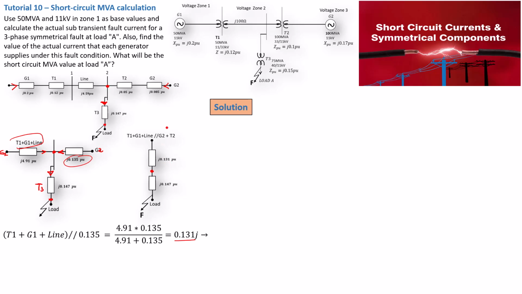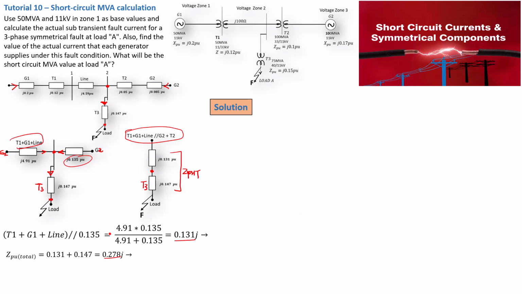This will then give us a new reduced network drawing in per unit impedance, with this whole combination giving 0.131 per unit, and we still have our T3 here, which is 0.147. You can see that this and this are now basically a simple series circuit. So Z per unit total is the equivalent of these two combined: 0.131 plus 0.147, which gives us a value of j0.278 per unit.